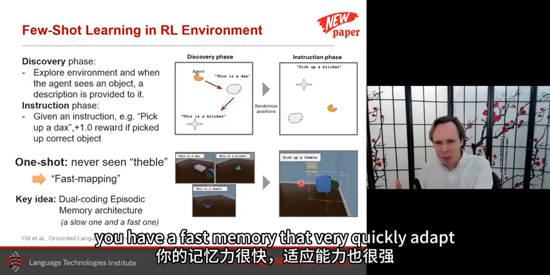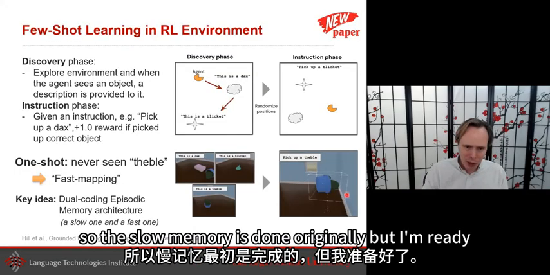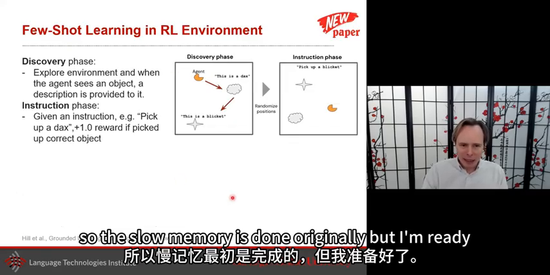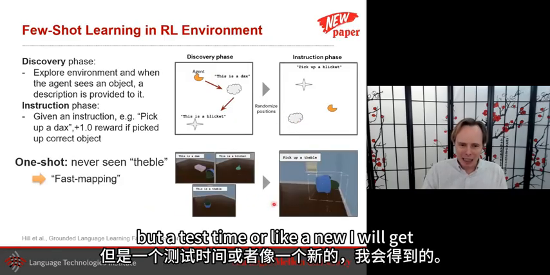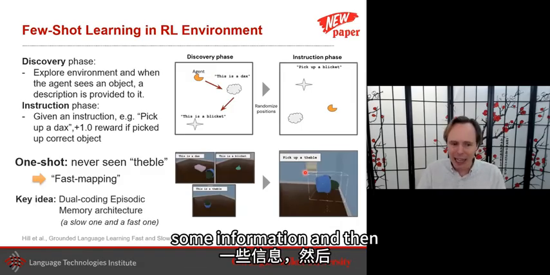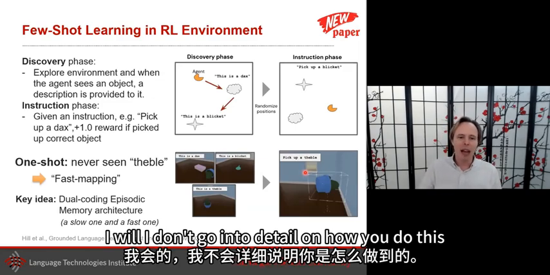You have a fast memory that very quickly adapts, and you have a slow memory that maybe adapts. The slow memory is done originally, but I'm ready, and many of the concepts I learned were this way. But at test time, or like a new situation, I will get some information, and then I can very quickly adjust that. I don't go into detail on how you do this.